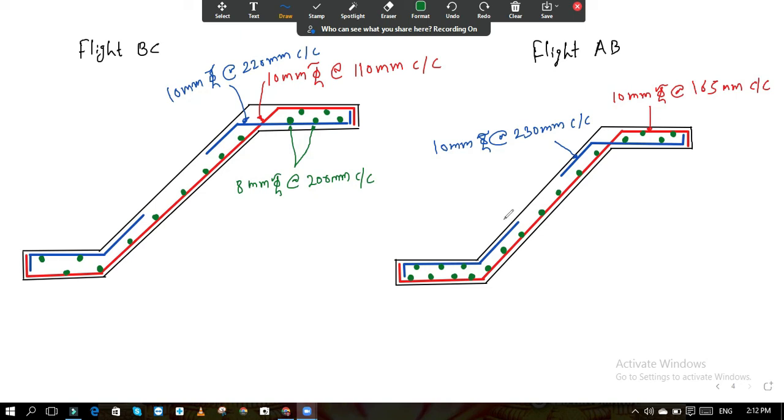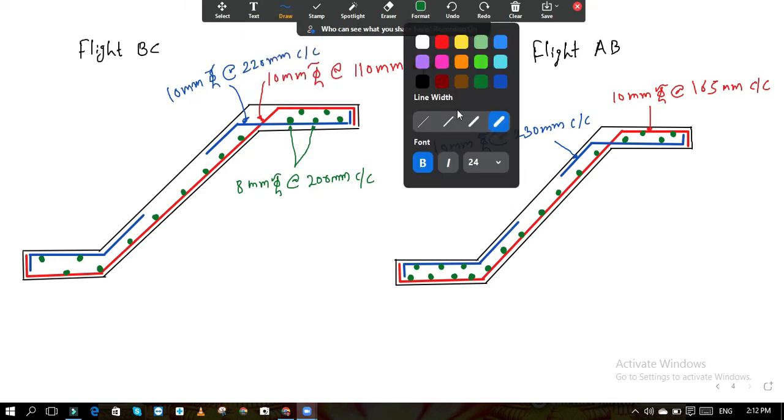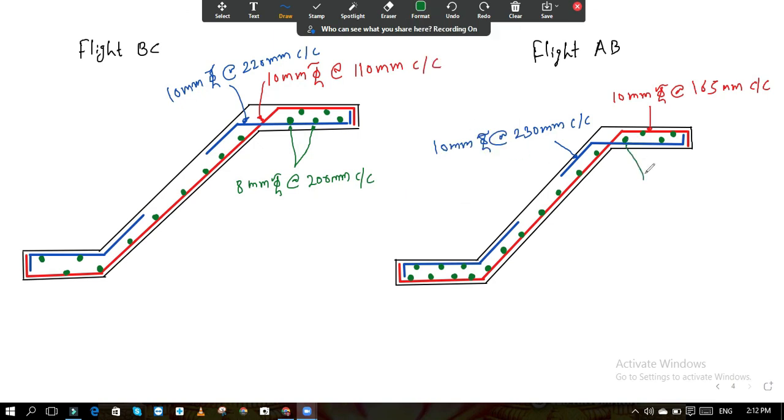This is the distribution steel. Okay, and now we will give a name to this also. This distribution steel is 8 mm bars at about 200 center to center. These are your 8 mm bars at 200 center to center. So these are the reinforcement details of your open well staircase for flight AB and flight BC.